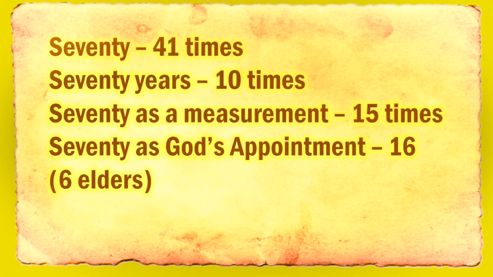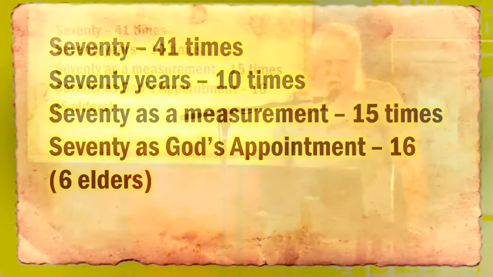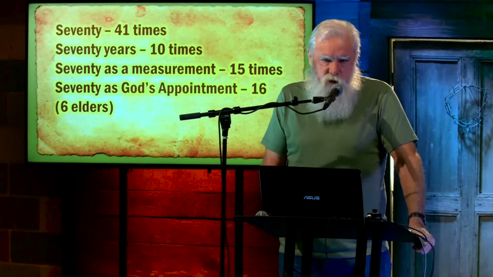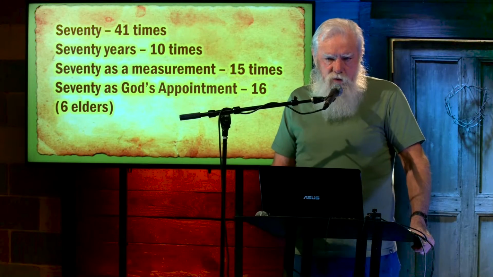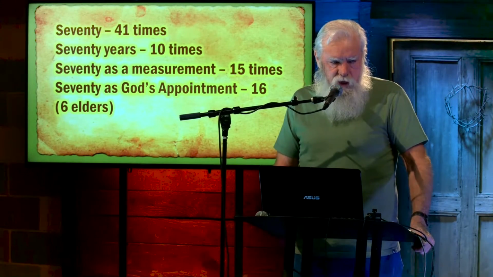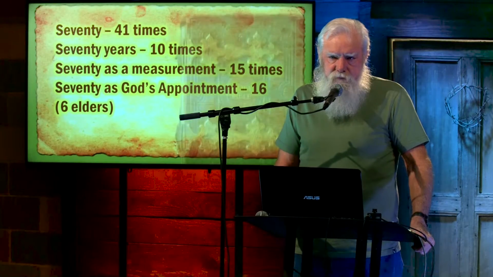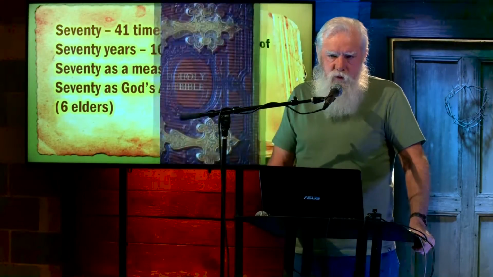70 as a measurement of something is 15 times. And 70 in a different context, but it's always God's appointment, is another 16 times. And in that 16 times of God's appointment, there are 70 elders mentioned 6 different times, the number of man. So let's look at a few of those.